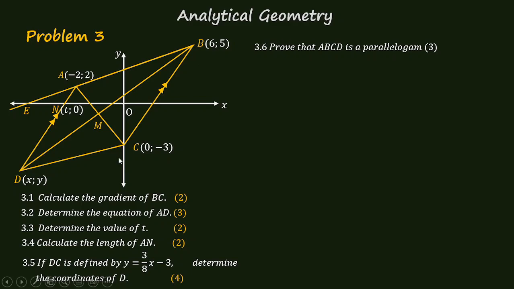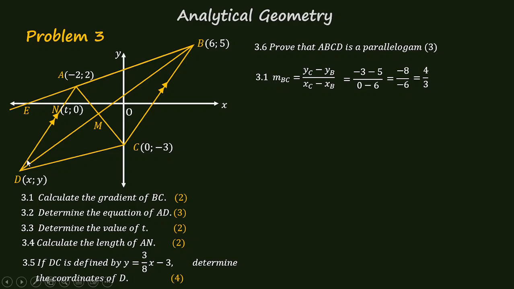So we have the straight line BC, we have the coordinate values for B, we have the coordinate values for C. All we have to do is change in y over the change in x, and then we have the gradient as 4 over 3. So the gradient of the straight line BC is 4 over 3. And the second question, 3.2, they want us to determine the equation of the straight line AD.